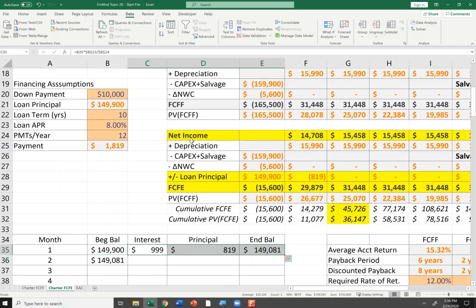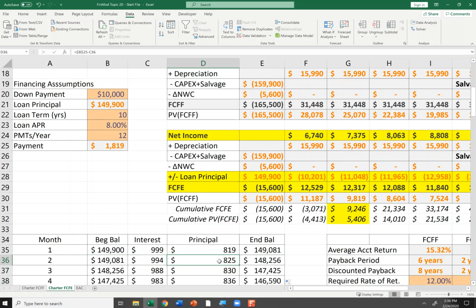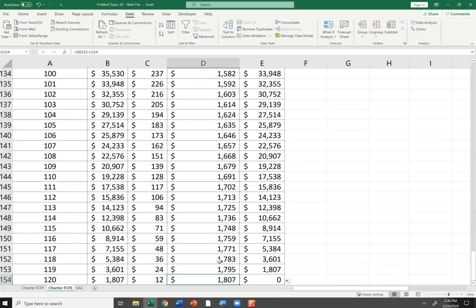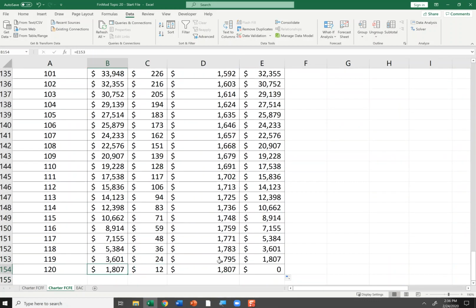I can then copy these formulas down, and then copy all of these down for all 120 payments. And let me go to the bottom and notice, like magic, that last payment is just enough to pay off the balance of the loan, and that ending balance is 0.